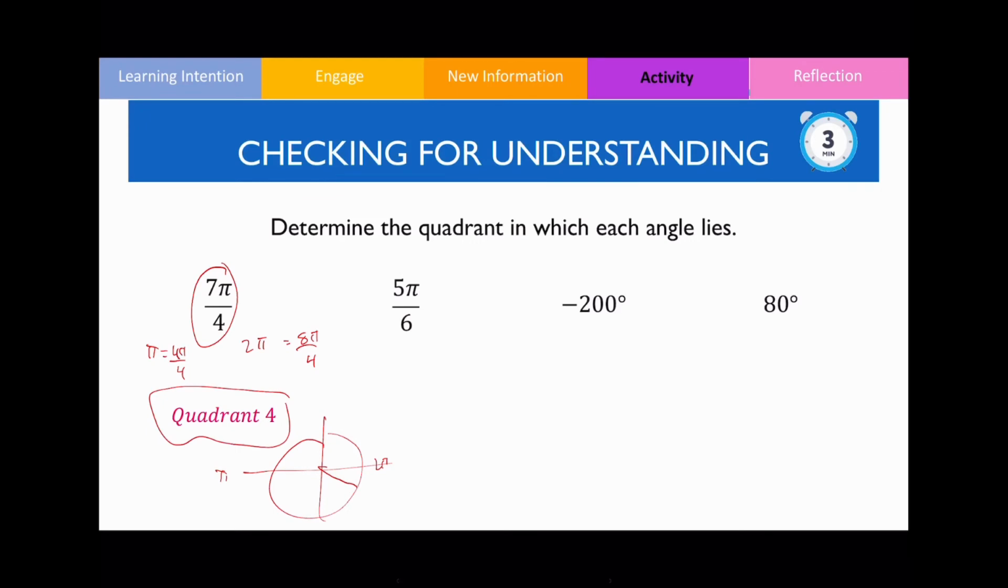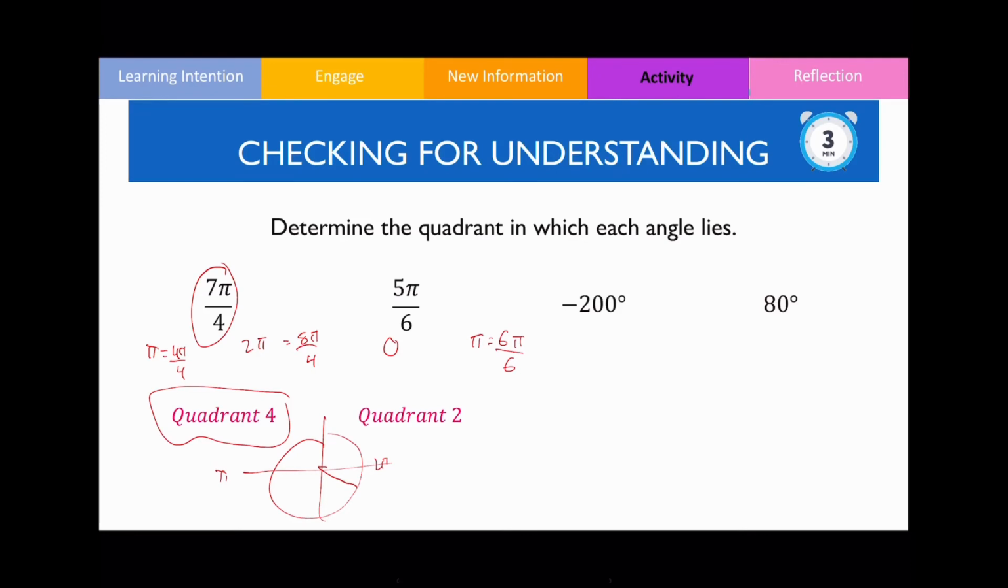5 pi on 6, in this case, the denominator is bigger, so it's going to lie in the 1st quadrant or the 2nd quadrant. So I'm just going to ask myself, is it closer to 0 or is it closer to pi? In this case over here, I'll do the same thing. I'm just going to make this have the exact same denominator. So 0 on 6, that's going to be 0. And this can be written as 6 pi on 6. So I ask myself, is 5 pi on 6 closer to 0 or is it closer to 6 pi on 6? In this case, I hope you agree that's closer to 6 pi on 6, so therefore this lies in the second quadrant.